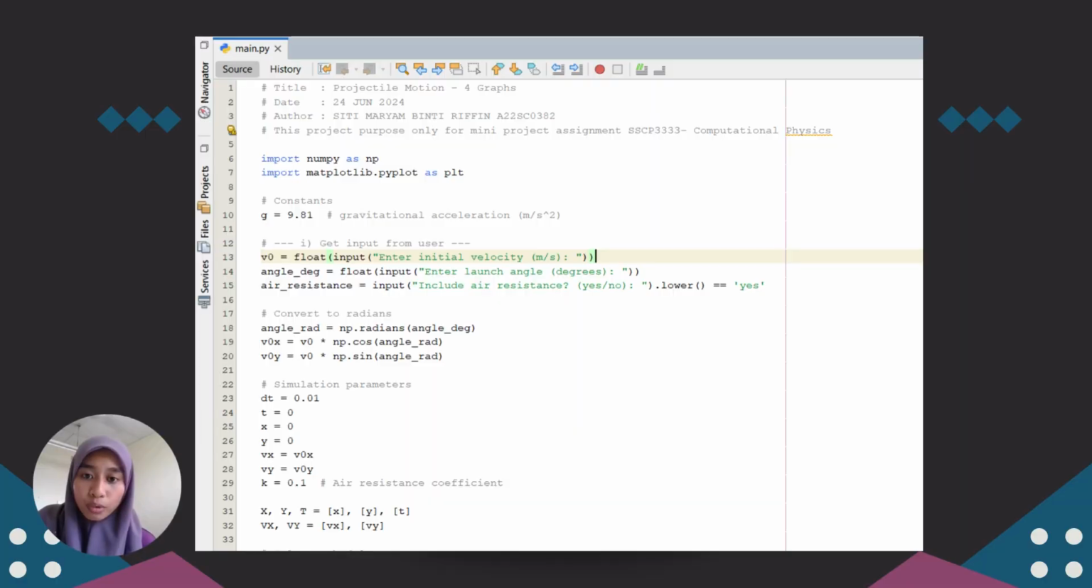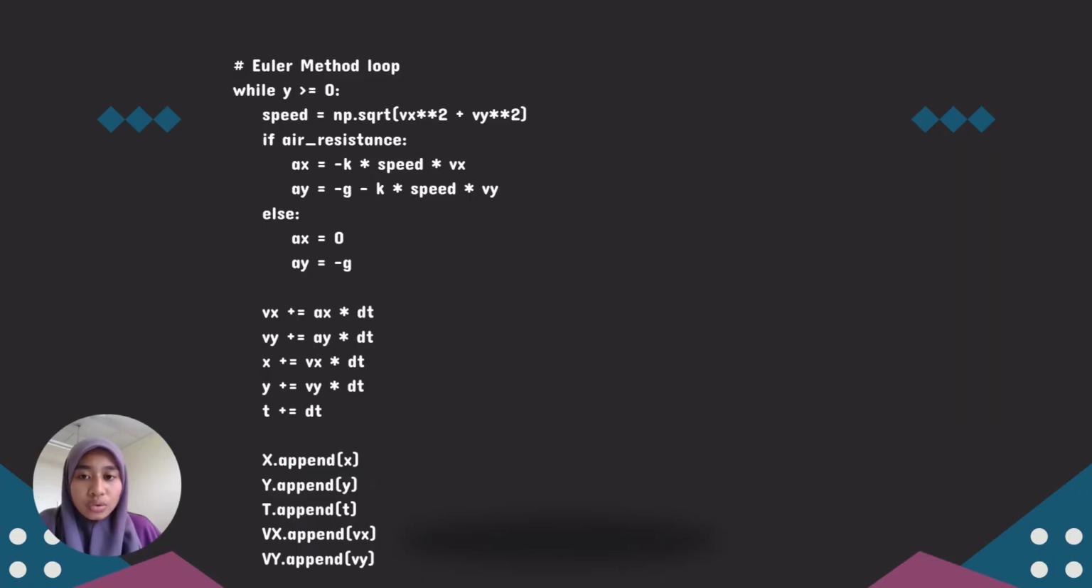So I will get input from the user, where the user needs to enter the initial velocity and then the launch angle in degrees. Next, the user needs to choose whether to include air resistance, which is yes or no. We need to use an Euler method loop since it has air resistance, which is related to gravity, position, and also speed.